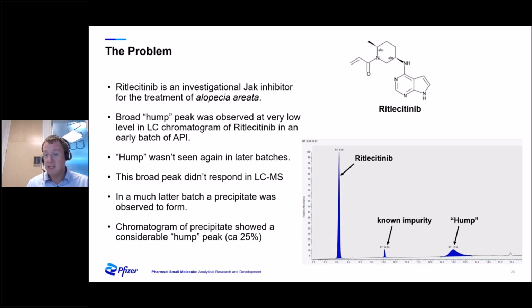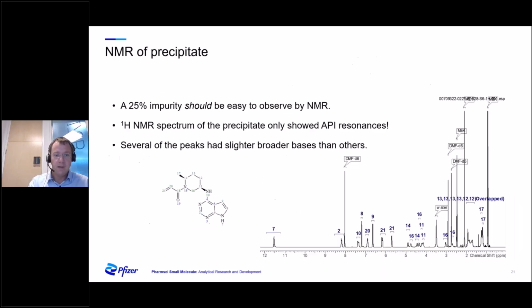So we dissolved the precipitate in deuterated NMR solvent and recorded the proton NMR. And what we saw was this, the NMR spectrum of ritlecitinib and not much else. So there are no obvious impurities in this spectrum. Now, those of you who are sharp-eyed might spot that there are rather more peaks in this spectrum than you would immediately expect at first glance for ritlecitinib. This is because there's hindered rotation around this amide bond here, which means that resonances for protons such as 14 here appear twice for the 2 conformers. However, even given this complication, there are no extra peaks for a 25% impurity.